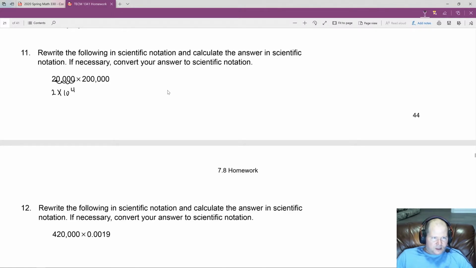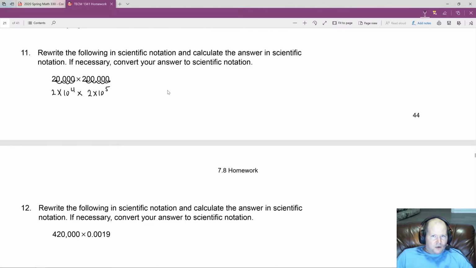The next one is 200,000, so it has a decimal after the last 0, and we want to end up with the decimal after the 2, so we have to move it over 1, 2, 3, 4, 5 places. So that ends up being 2 times 10 to the 5th power.